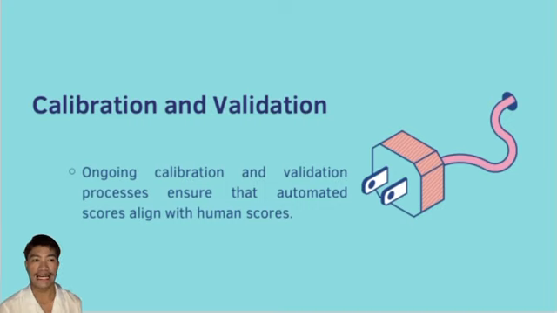Fifth is calibration and validation. Ongoing calibration and validation processes ensure that automated scores align with human scores. Regular updates and retraining of models are necessary to maintain accuracy and fairness.